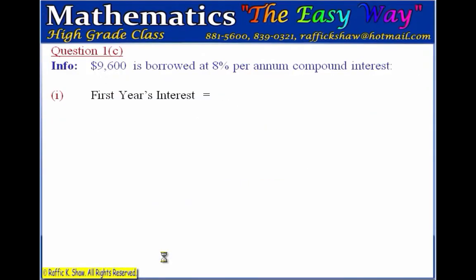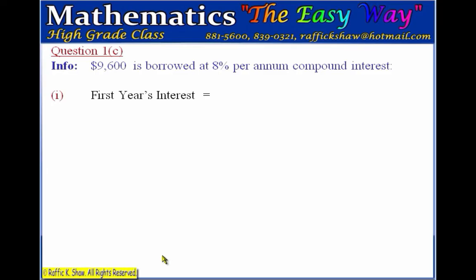Now let's move down to part C. Now in part C, we are told that $9,600 is borrowed at 8% per annum compound interest. Now compound interest means that the interest is charged on the balance outstanding for the period and not just on the principal. If it was a simple interest arrangement, then the interest would be charged only on the principal.